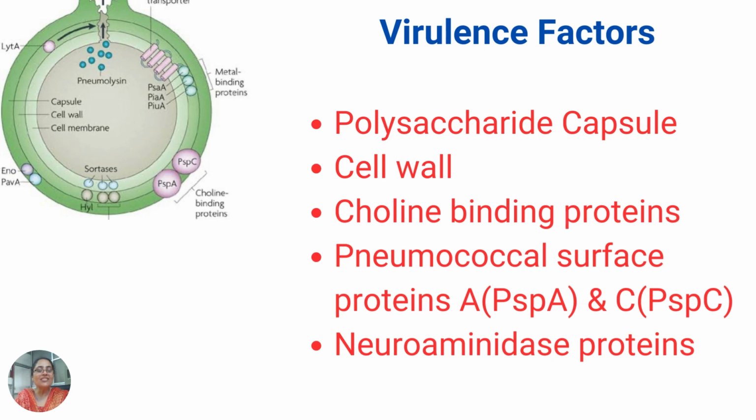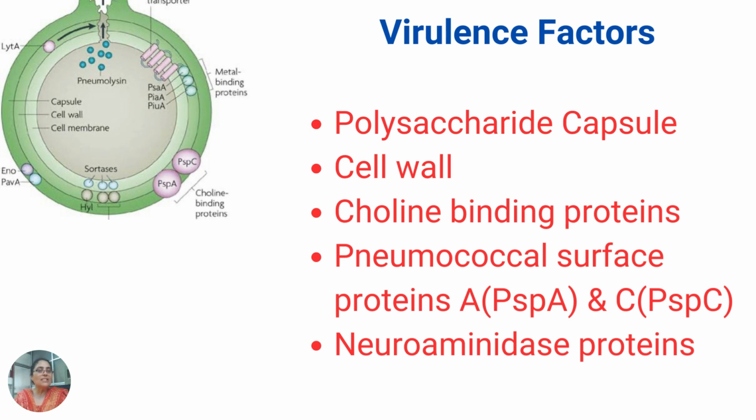Then coming to the next, choline binding proteins. These proteins are anchored on the cell wall, and they are important for interaction and evasion of host immunity. Thus they help in evasion of host immunity. Coming to pneumococcal surface proteins, which are not anchored on the cell wall, but they are responsible for adhering to host cells and hindering the complement system from performing its function.